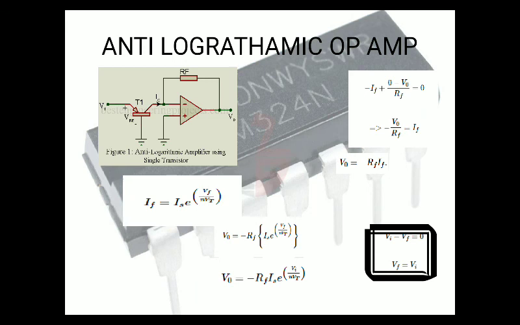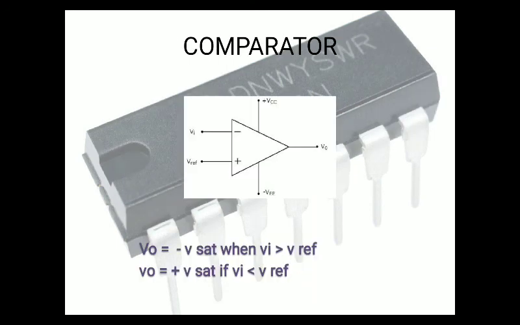And it is the anti-logarithmic op-amp. It is the diagram of anti-logarithmic op-amp, and output voltage V0 is derived. V0 is equal to minus R Is e to the power Vi divided by nVt. And it is the comparator. It is the diagram of the comparator.